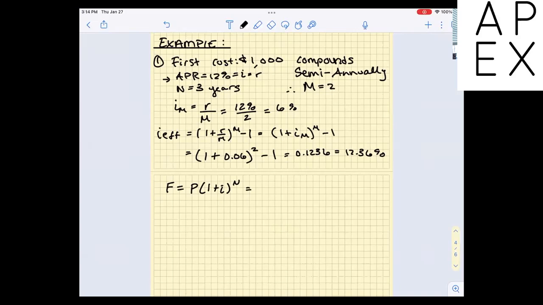So what goes in for P? 1,000. And for the interest rate, we're going to use 0.1236 because that's what we calculated, and that is an effective annual interest rate. So we would say we have 3 of those, 3 years. So what do you get?